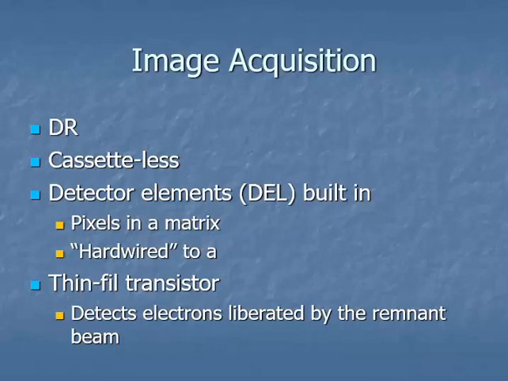So you got a couple of different types of DR systems. Regardless of what type you have, what you've got are detectors that are hardwired into the system. So you have thin film transistors, if you remember, and they detect electrons liberated by the remnant X-ray beam. The remnant X-ray beam is the secondary beam post-patient. But of course, if you have an uncollimated portion of your X-ray beam striking the image receptor, the same thing applies there.